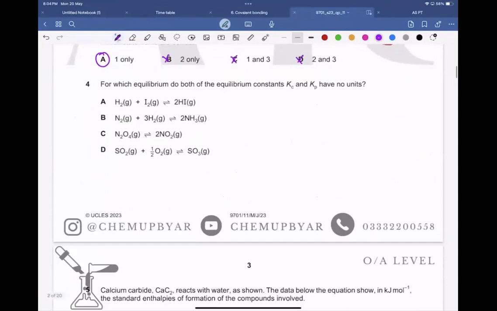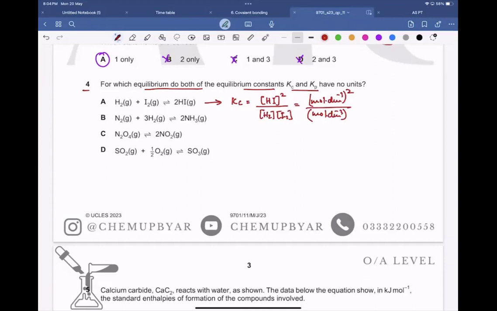Now question number 4. For which equilibrium do both the equilibrium constants Kc and Kp have no units? Okay. So if I write the Kc expression for this one, the concentration of hydrogen iodide squared upon the concentration of hydrogen times the concentration of iodine. So there are two concentrations above and two concentrations below. If I put the unit mole per dm cube, mole per dm cube squared over mole per dm cube times mole per dm cube, then in the numerator and denominator both there are squares, so there would be no unit.